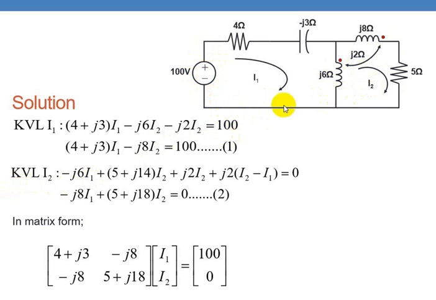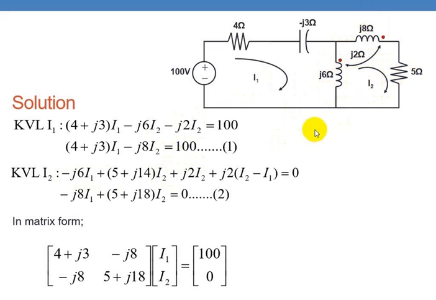So coming to the second loop, again Z21, the element common between the two meshes, therefore you have to write j6 into I1. The sign depends on the current directions in the coil. I1 and I2 are in opposite directions, so you have to write here minus j6 I1. Then plus Z22: you have to sum up all the resistance and reactance in this, that is j8 plus j6 is j14. 5 plus j14 into I2.